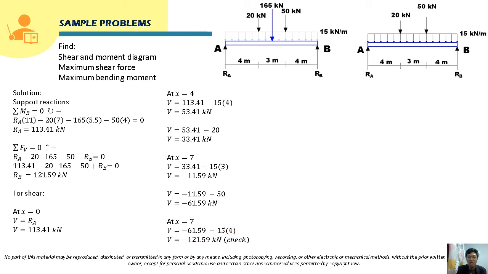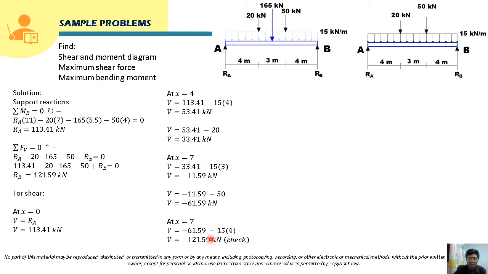So therefore, class, the shear at x equal to 11. Again, class, this is x equal to 11. This is a typo error. So the shear here, class, is negative 121.59 kilonewton. And you can check this, class, since we are already at the end point. If you sum up the reaction at this point, that is R sub B, it should be 0.